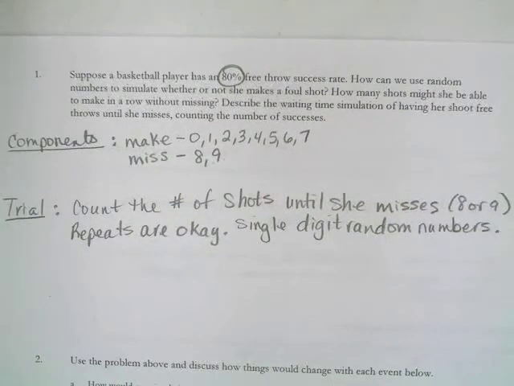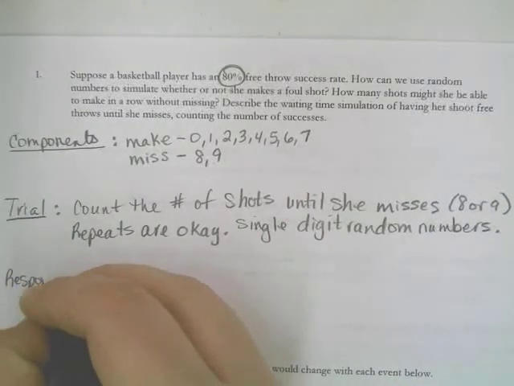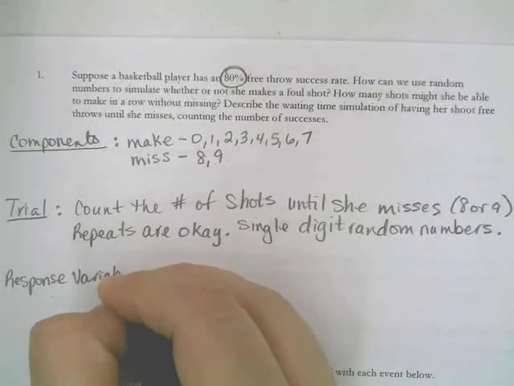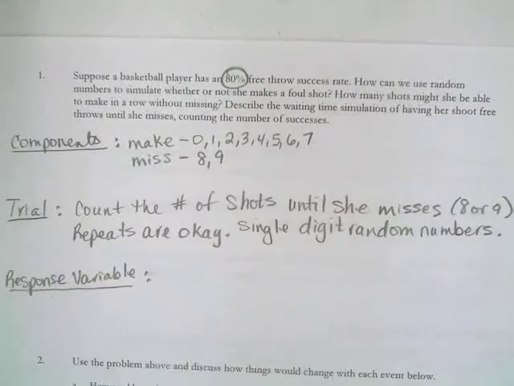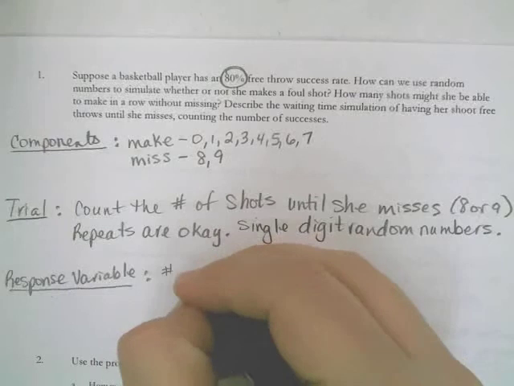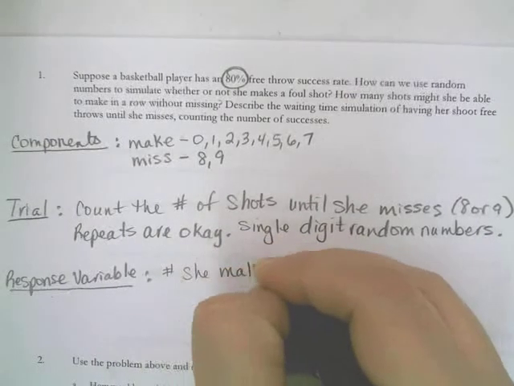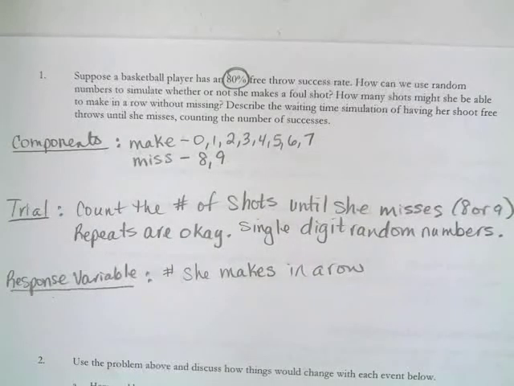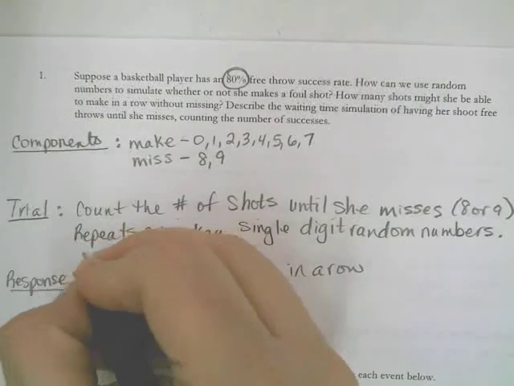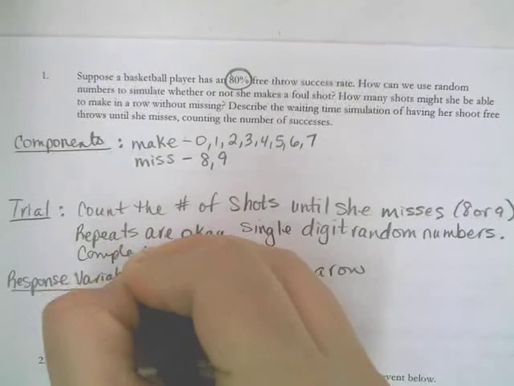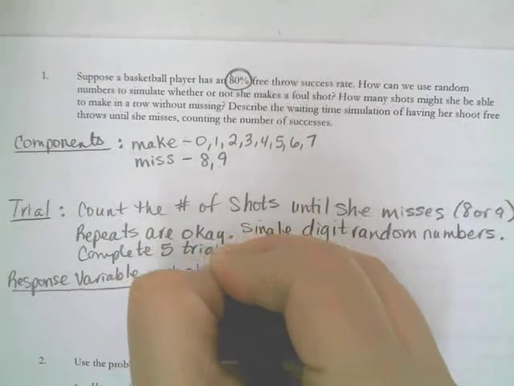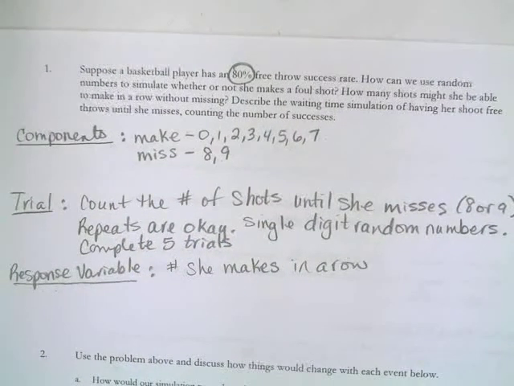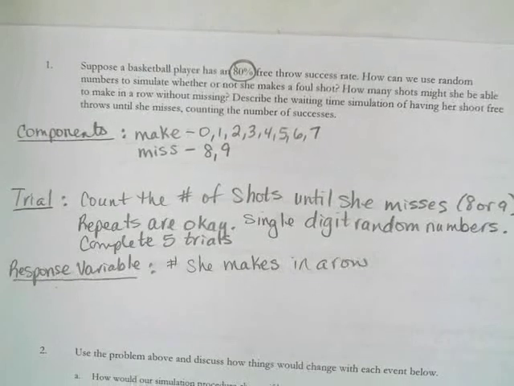Okay? The response variable is just how many she makes. Number she makes in a row. I'm counting to see how many she makes in a row. Now, we should do multiple trials, and we didn't say that, so we could say complete 5 trials. A lot of times problems are going to tell you complete 10 trials or complete 3 trials. It just kind of depends, but they will tell you what to do. Okay?